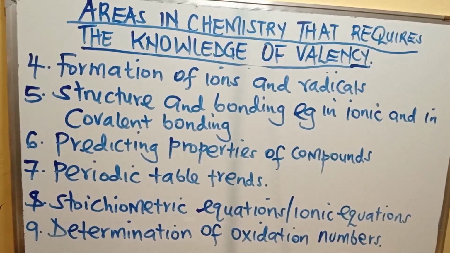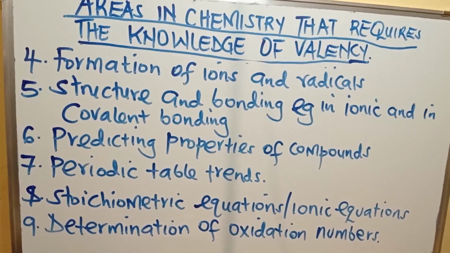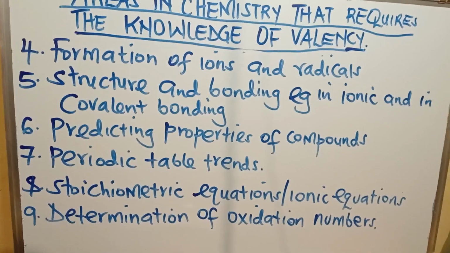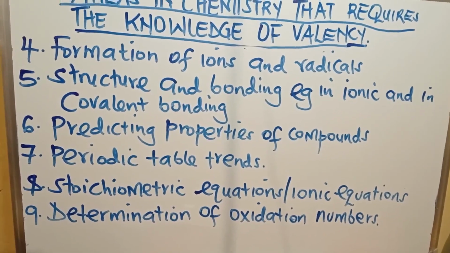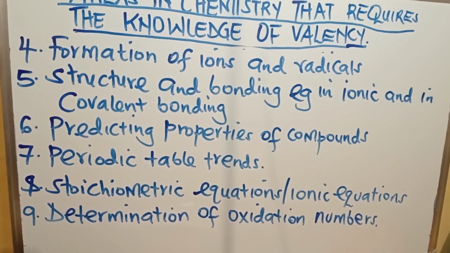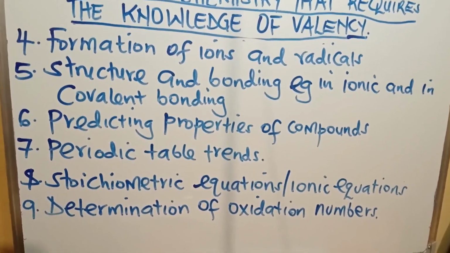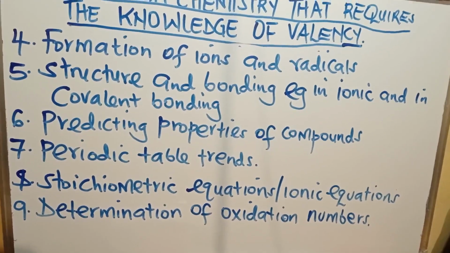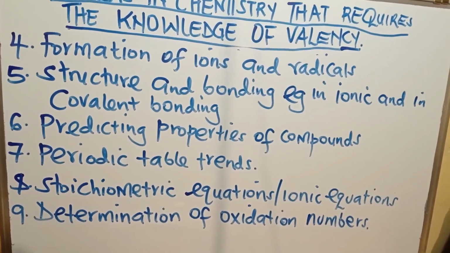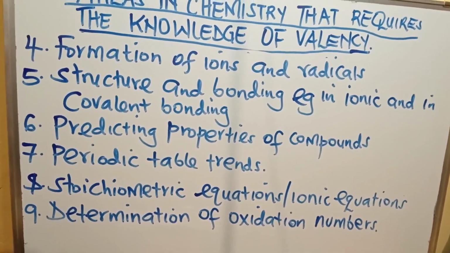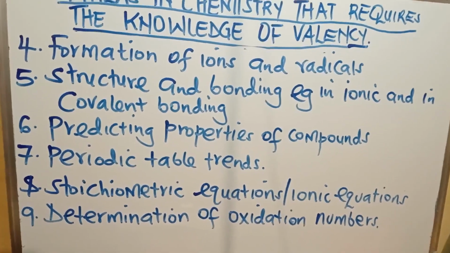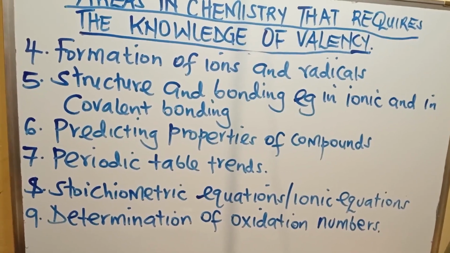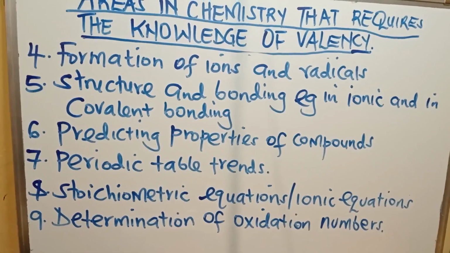Other areas that need the knowledge of valency include formation of ions and radicals. You can check on ion formation in our previous lessons. And when we talk of radicals as well, we had them in our previous lessons. We already said that radicals are a group of atoms that react as a unit, and they usually have an overall charge. And for you to form the radicals, you still need the knowledge of valency. I'll be showing you more as we move on.